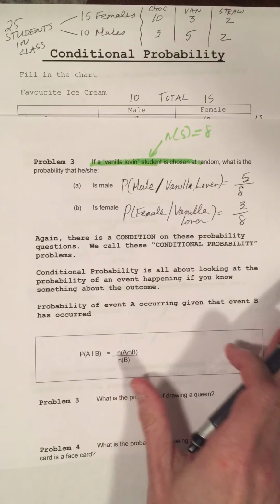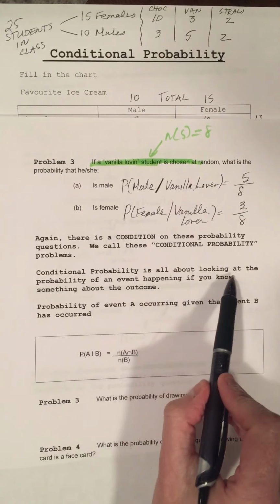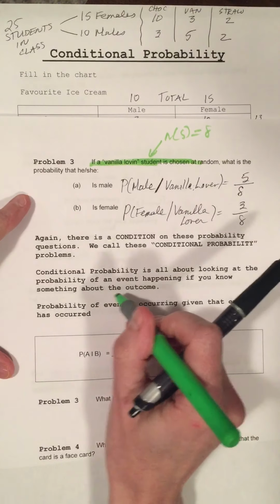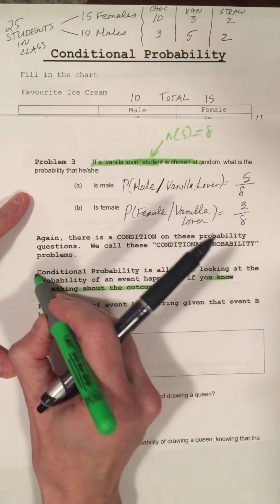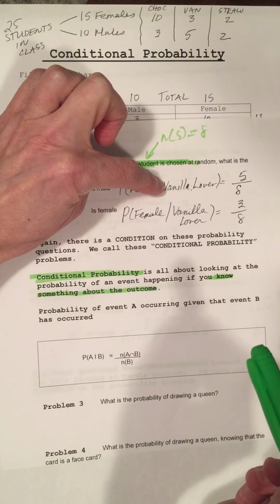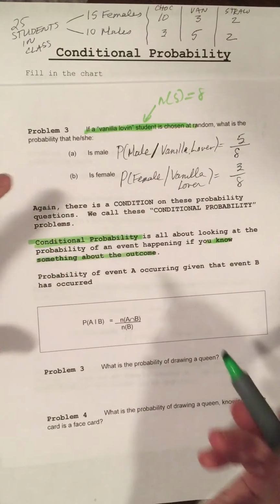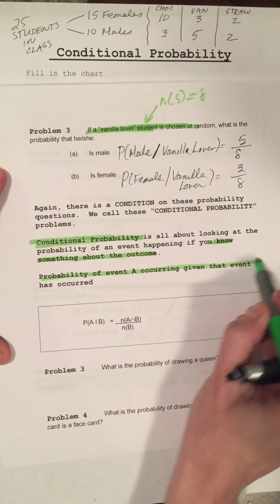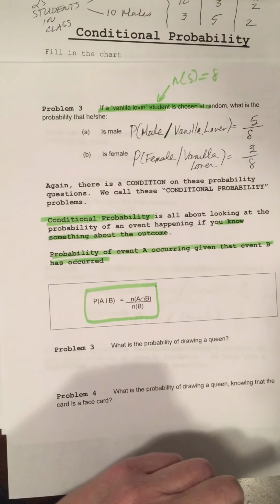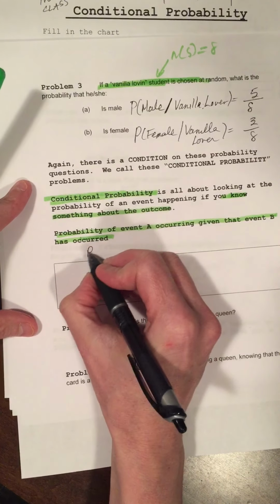Okay, let's keep reading. It says, again, this is a conditional probability. Conditional probabilities are all about looking at the probability of an event happening if you know something about the outcome. So what you know is that you're only looking at vanilla lovers, or you're only looking at females. The probability of event A occurring given the probability of event B is in this particular formula right here. So let's take a look at what the formula stands for.